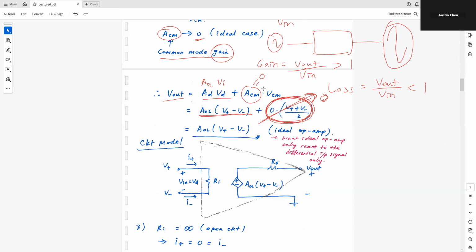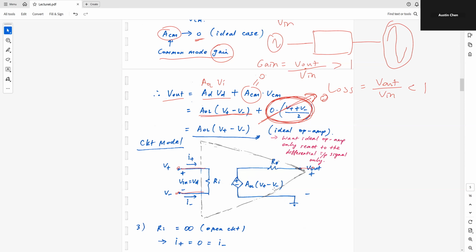Okay, so looking into this triangle, just focus on this one first. I still have two input terminals and one output terminal. But when you look inside, you will see three more components. The first one is Ri, the so-called input resistance of your op-amp. The second one is Ro, the output resistance of your op-amp. And the last one is the dependent voltage source.